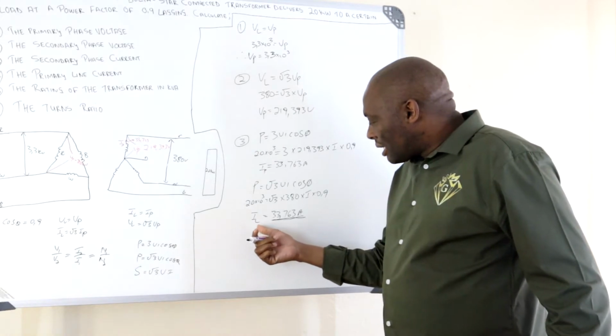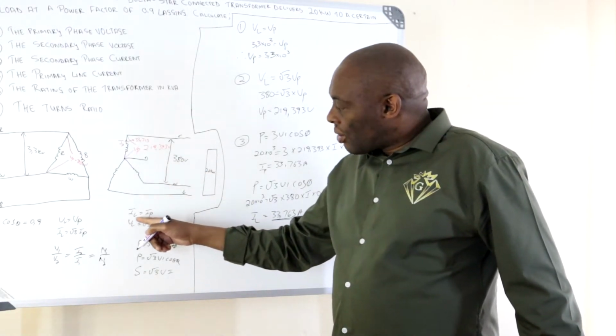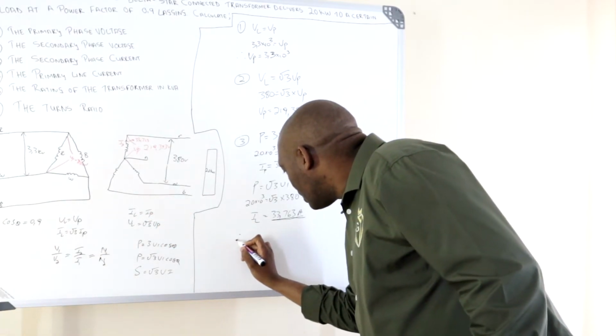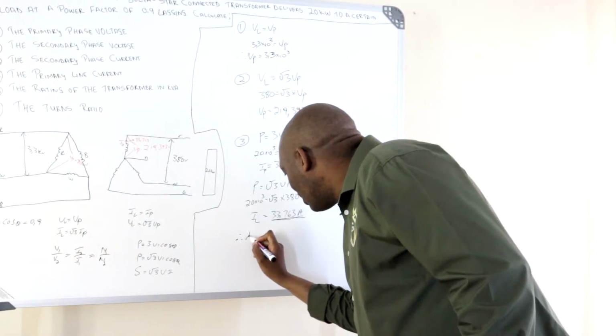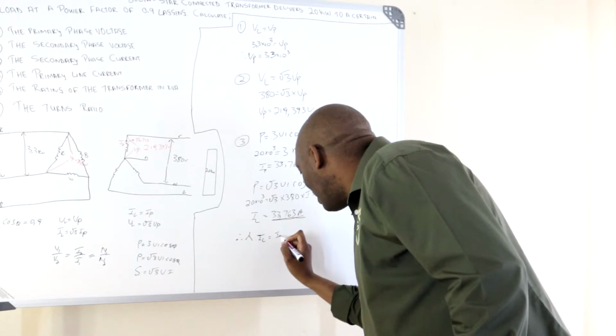Because here it is a line current. How do you prove it? You go and check in your star configuration that your IL is equal to your I phase. You then write it down. Therefore, in our star configuration, our IL is equal to I phase.